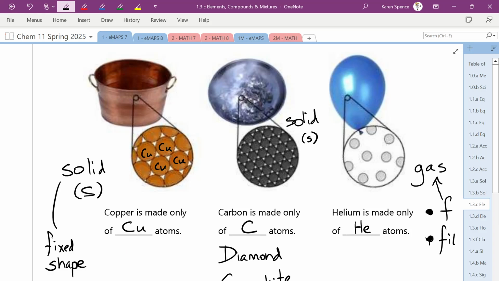Have you guys heard that word before? Just raise your hand if you've heard the word homogeneous before. A lot of you. Okay, if you haven't, that's okay. We will learn it. All right.